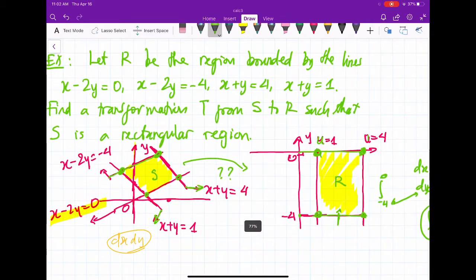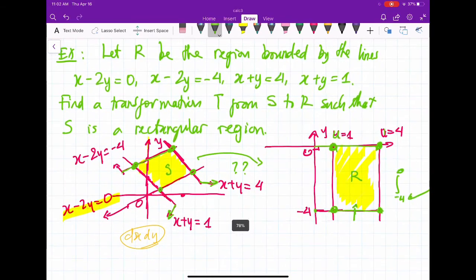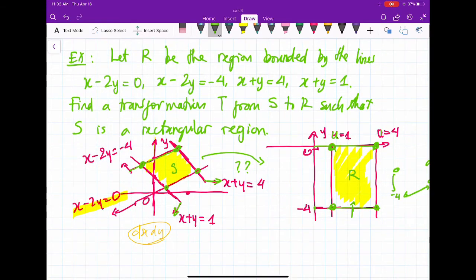Makes sense? I want to mention one more thing. When we study Riemann sums, right, and when we determine the double integrals, we always use squares because of this reason. Makes sense? All right, so let's do that.